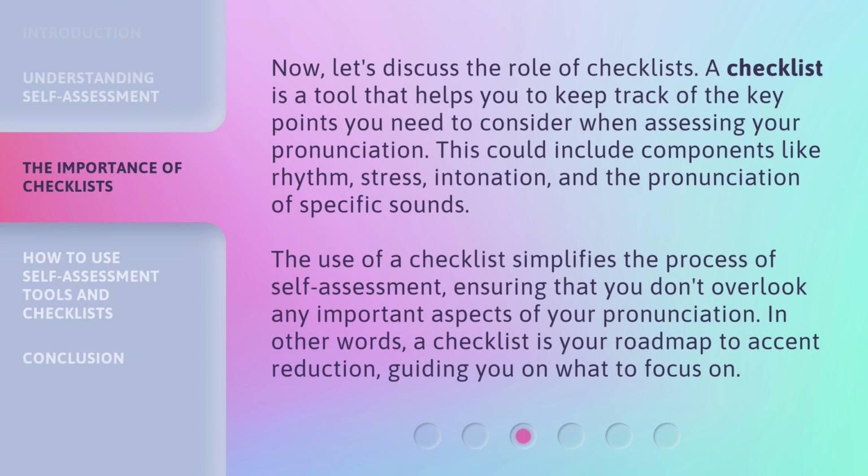Now, let's discuss the role of checklists. A checklist is a tool that helps you to keep track of the key points you need to consider when assessing your pronunciation. This could include components like rhythm, stress, intonation, and the pronunciation of specific sounds. The use of a checklist simplifies the process of self-assessment, ensuring that you don't overlook any important aspects of your pronunciation. In other words, a checklist is your roadmap to accent reduction, guiding you on what to focus on.